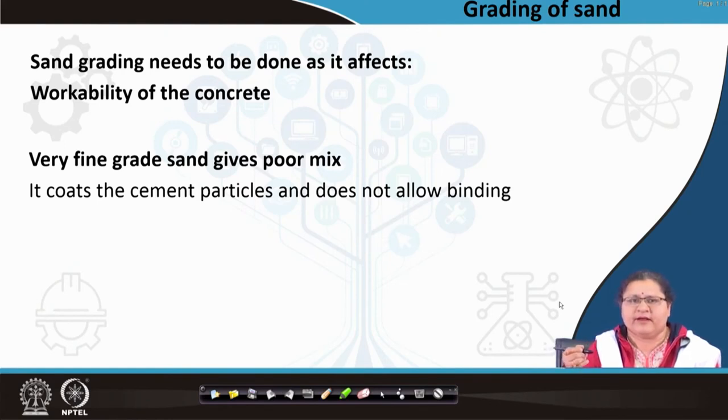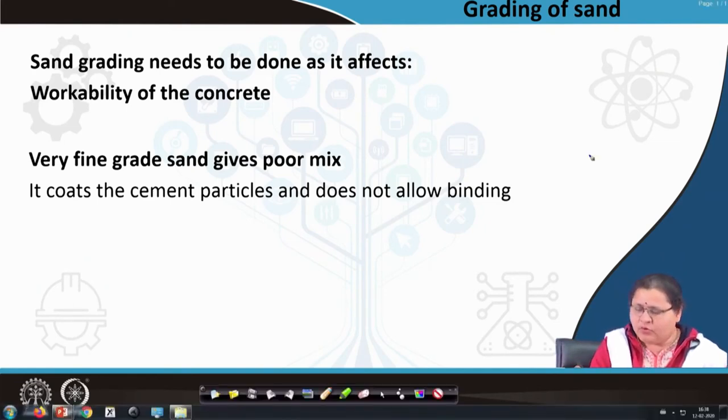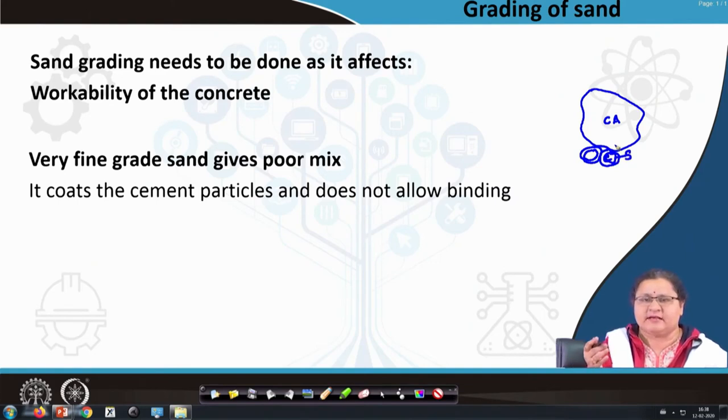Very fine grade sand makes a poor mix. What it does is coat the cement particle and not allow the cement to actually get associated with the larger aggregate. So, if this is the coarse aggregate and this is the cement particle, this sand actually coats it, that is, it becomes clay like. It coats the cement particles and stops adherence of the cement particle with the coarse aggregate. So, the binding becomes difficult.